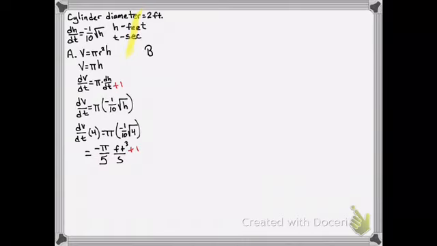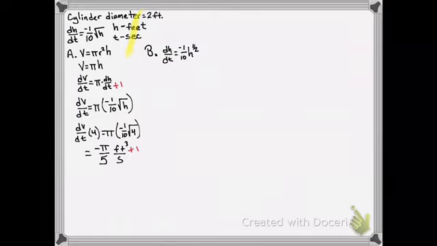Part B, they're telling us that the height of the water is 3 feet. Is the rate of change of the height of the water increasing or decreasing? Okay, well, I know dh/dt. That's the rate at which the height is changing. dh/dt, once again, is -1/10 radical h. I'm going to write that as -1/10 h to the 1/2 power. That's the rate at which the height is changing.